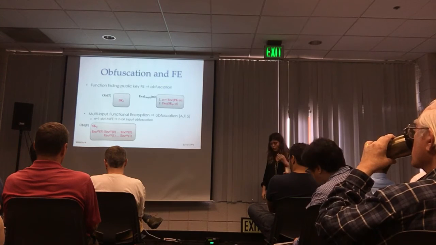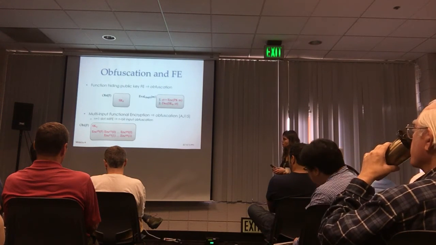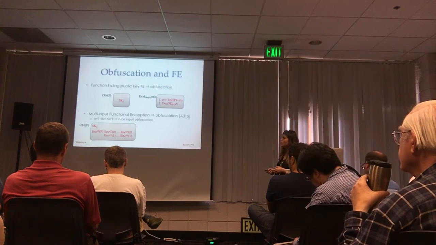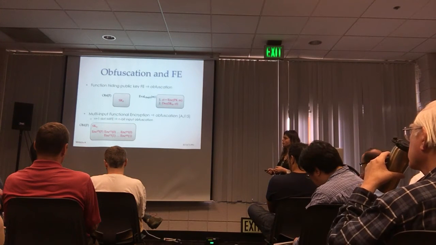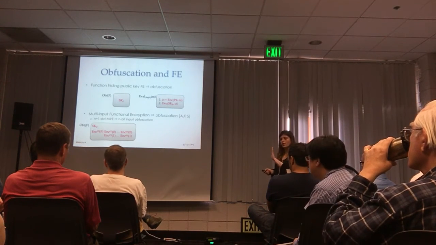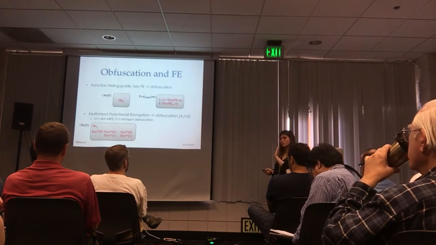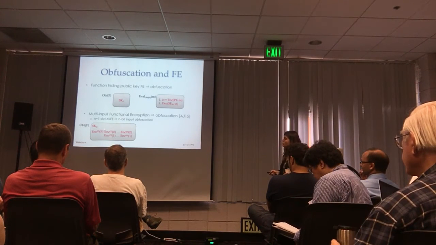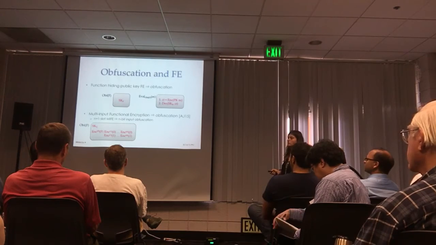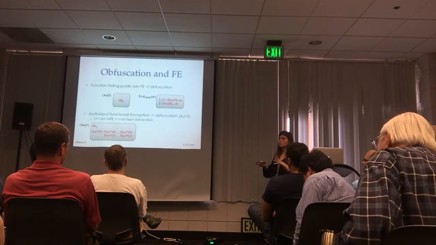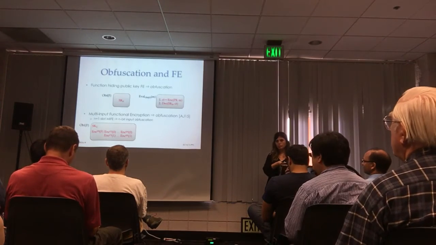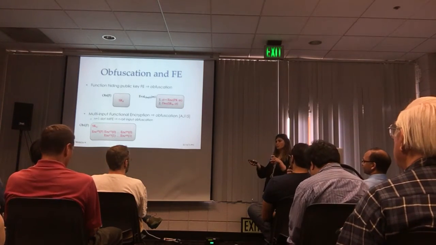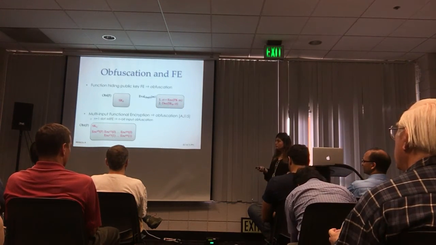Well, the obfuscation for our function will consist of the following things. So we will give a decryption key for the multi-input functional encryption. Note that here I'm not requiring any hiding property from the decryption key. So we will give a decryption key for the universal circuit. So a universal circuit takes as input both the description of the function that we'll be evaluating, as well as the inputs on which we will be evaluating the function.